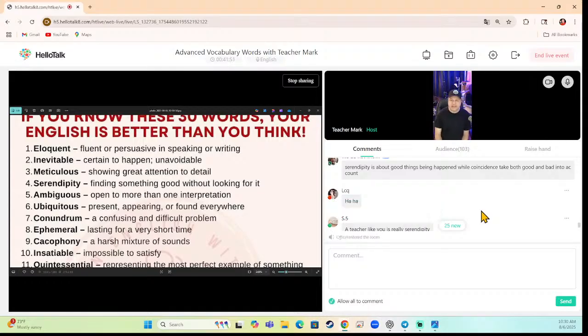Serendipity is about good things happening while coincidence is... That's correct. Coincidence, that's very good. That's a good point. Coincidence could be either good or bad, and coincidence is more about cause. You know, like, why are you really here? Is it a coincidence, or was there a reason? That kind of a thing. Okay?